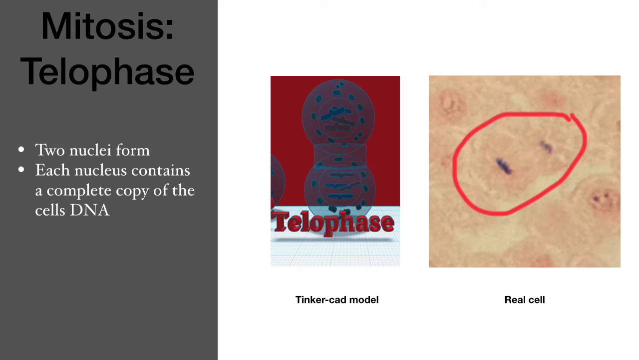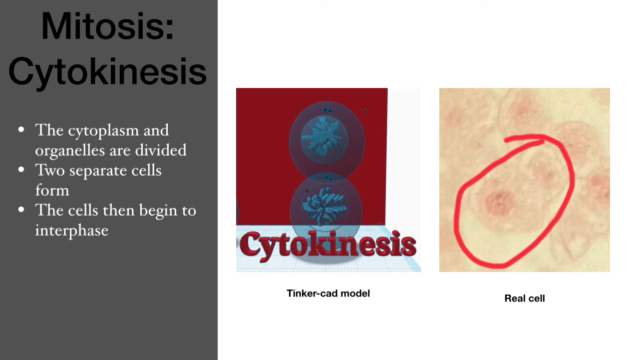Telophase. This is when 2 nuclei form. Each nucleus contains a complete copy of the cell's DNA. The cytokinesis phase. The cytoplasm and the organelles are divided in this phase. There are 2 separate cells that form, and these cells then begin interphase. This is the last phase of mitosis.